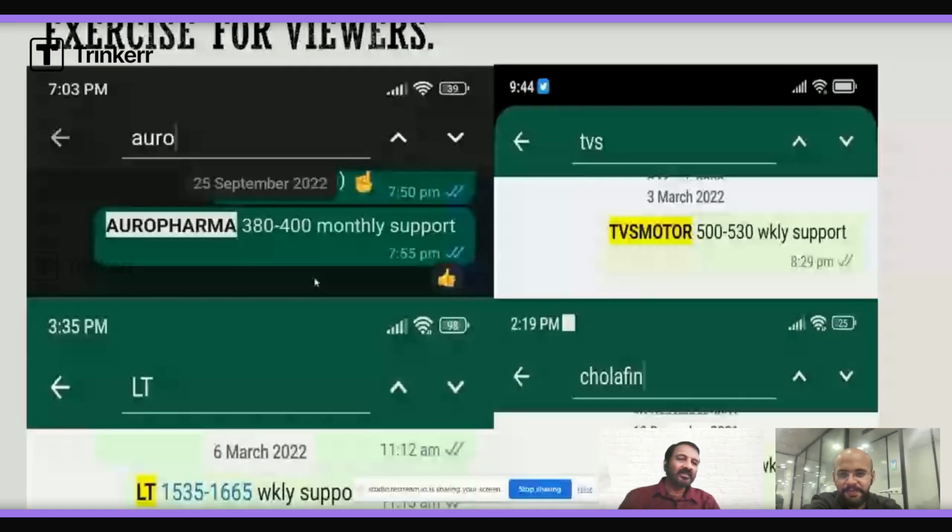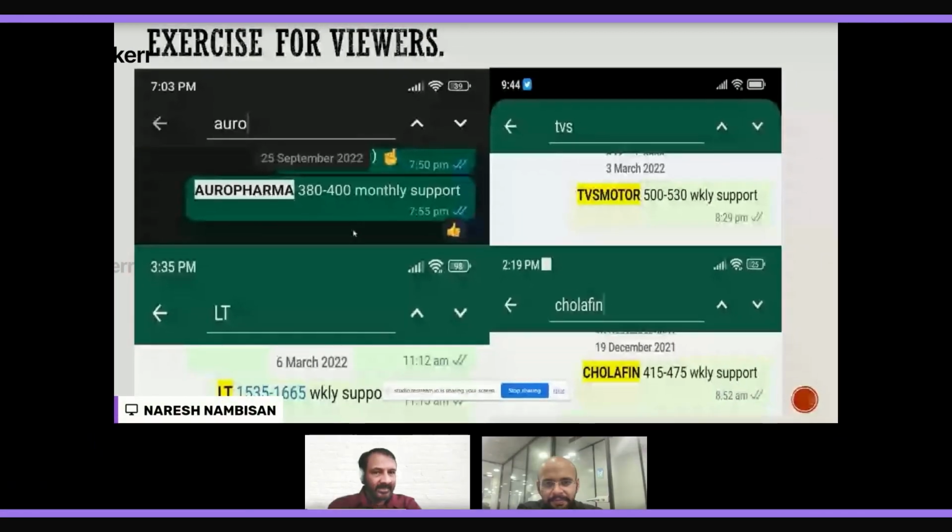Okay, so this is an exercise I've given for viewers. These are the places where I have identified certain stocks for Oro, LT, TGS, and Chola Finance. What viewers can do is look at these particular levels in their charts, and they will find out why these levels have held. They can just plot on the charts, because I don't want to give charts for everything.